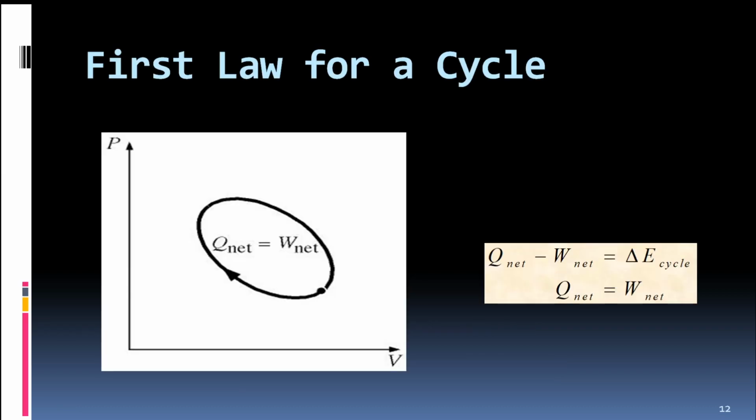Now for a cycle, the net heat transfer is equal to the net work transfer. Net heat transfer in a cyclic process is equal to net work transfer. So we can write like this, Q net is equal to W net. Q net is equal to W net for a cycle, because the change in internal energy will get cancelled out.